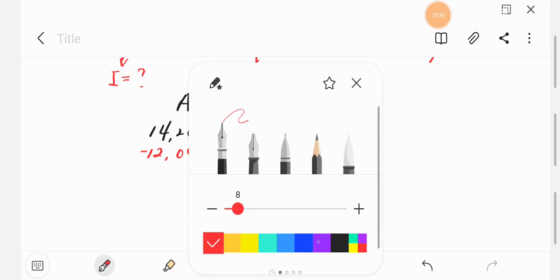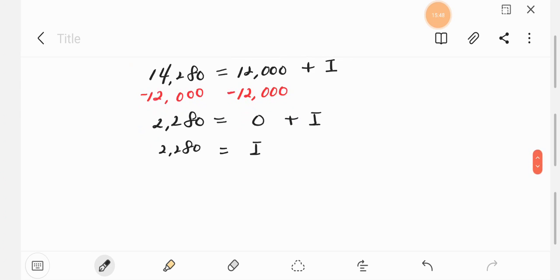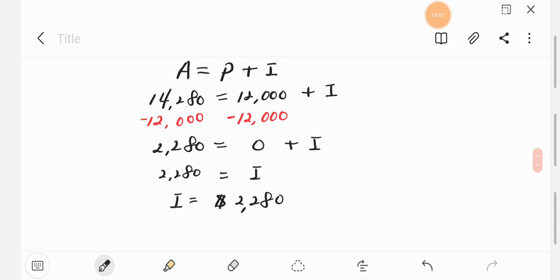Then the left hand side will be 2,280, and then the right side will become 0 plus I. Then 0 plus I is the same as I. So after a certain period, the interest became what? $2,280. So this is the interest earned.